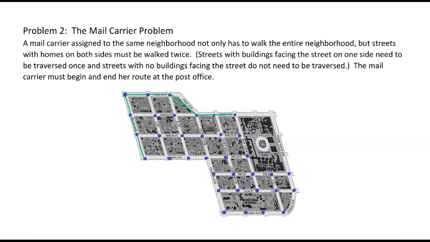Going down Arbor Street, there's homes on both sides of the street. So instead of one edge between each pair of vertices, we need two. That shows that the mail carrier needs to walk on both sides of the street, or walk that street twice. The same is true coming down L Street and K Street, with houses on both sides of those streets.